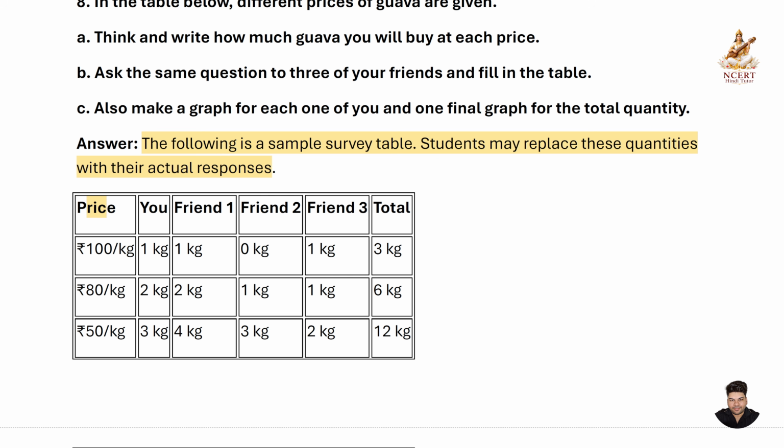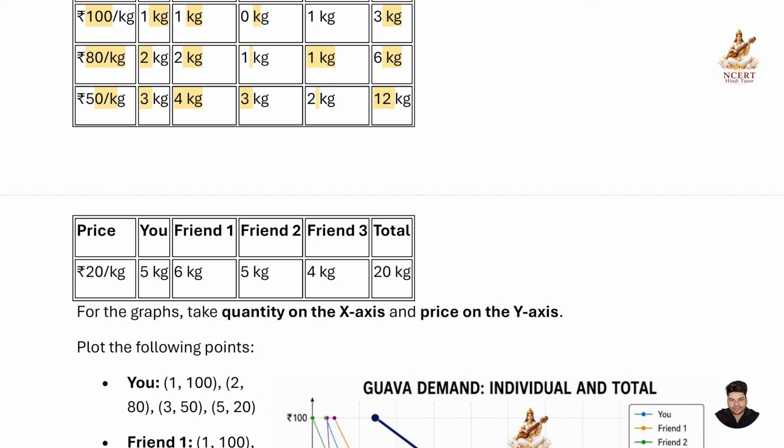Answer. Price rupees 100 per kg: you 1 kg, friend 1 1 kg, friend 2 0, friend 3 1, total 3 kg. Next, price rupees 80 per kg: you 2 kg, friend 1 2, friend 2 1, friend 3 1, total 6 kg. Rupees 50 per kg: you 3 kg, friend 1 4 kg, friend 2 3 kg, friend 3 2 kg, total 12 kg. Next, rupees 20 per kg: you 5 kg, friend 1 6 kg, friend 2 5 kg, friend 3 4 kg, total 20 kg.